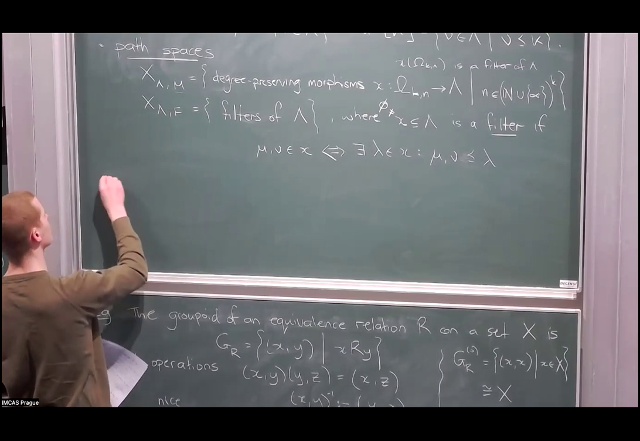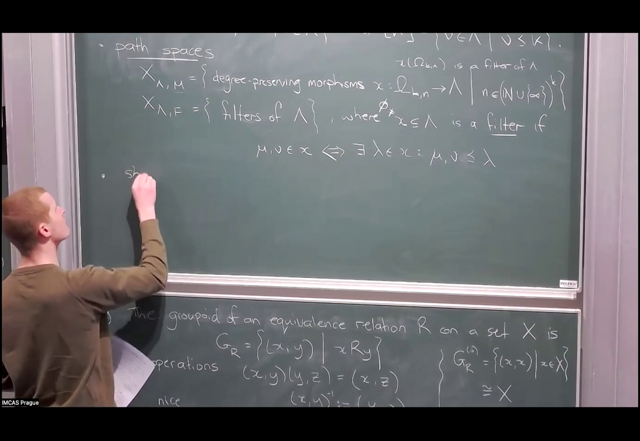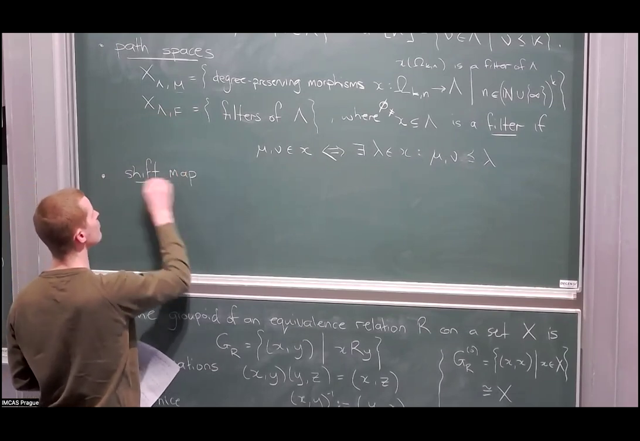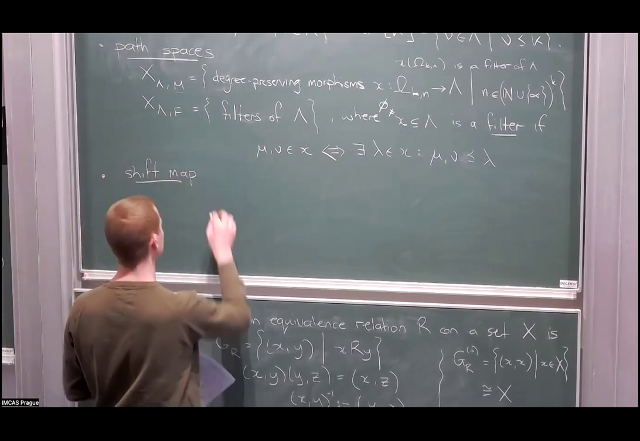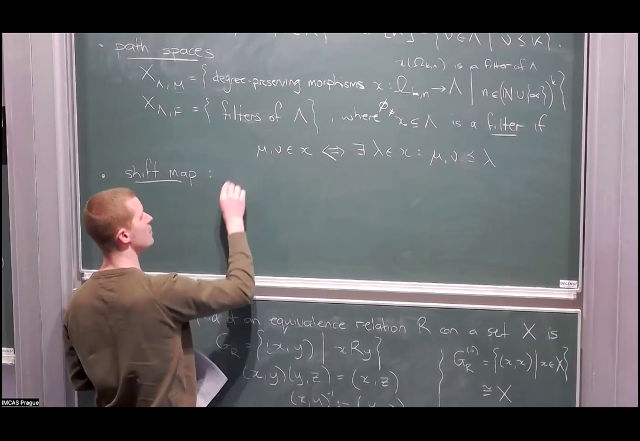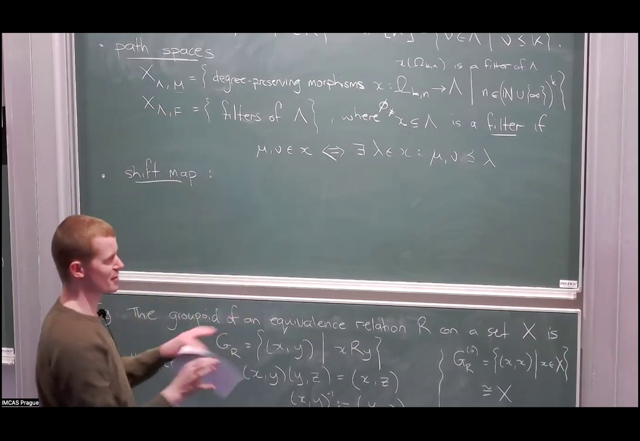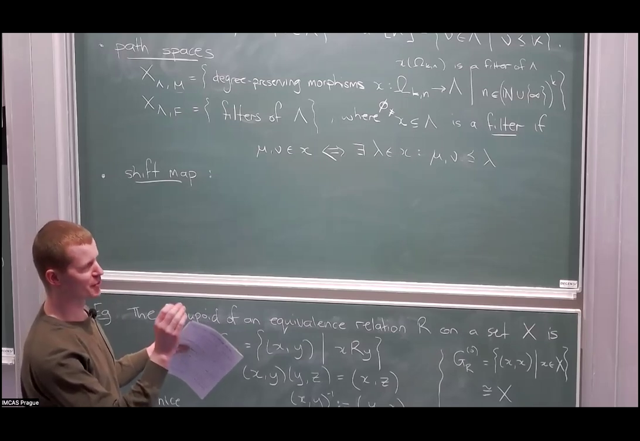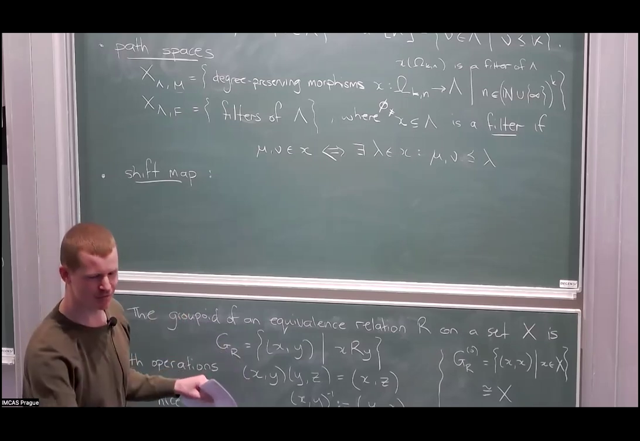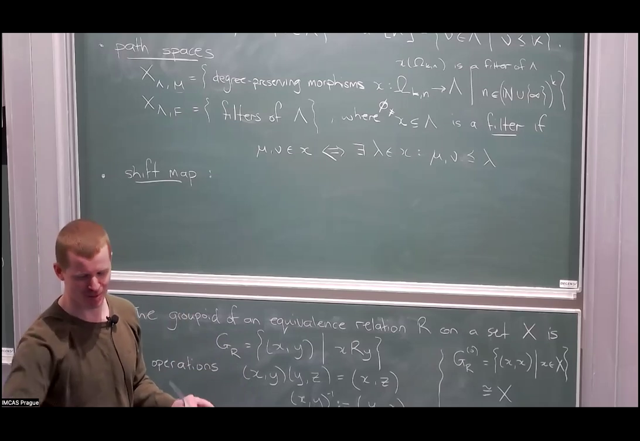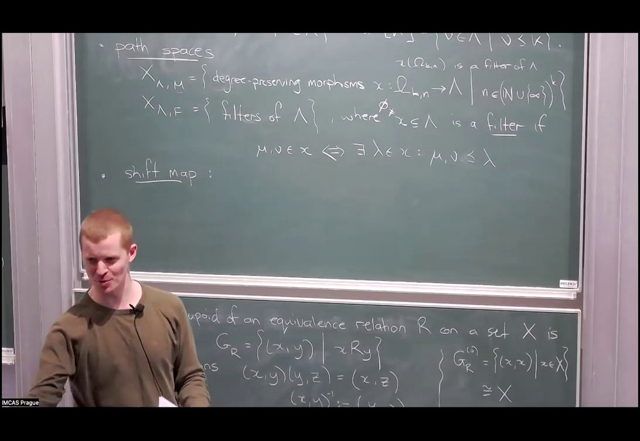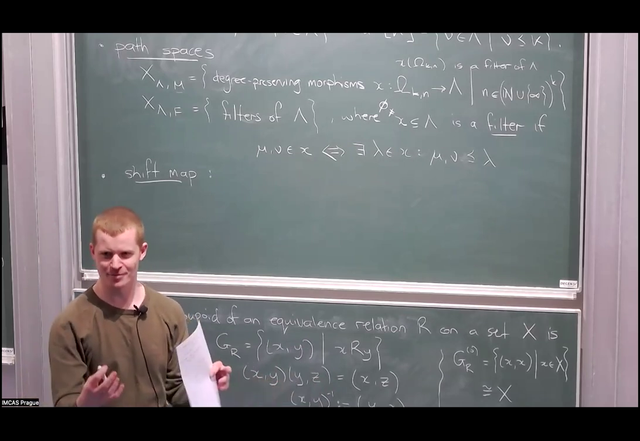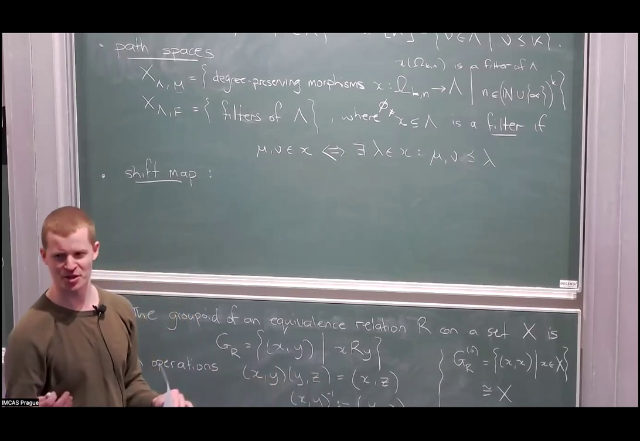So, the shift map for filters. Because there are so many dimensions happening now, instead of just defining something like 'I take off the first step in my path', that doesn't really make sense anymore, because there's a first step this way and there's a first step that way. So I need to be a bit more careful about how much, or in which direction, I'm shifting.